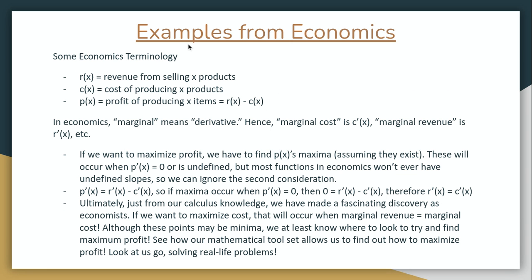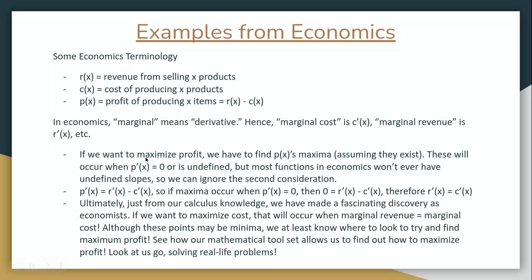So examples for economics. Some economic terminology. R of X, this function, is the revenue from selling X products. C of X means the cost of producing X products. And P of X is the profit of producing X items, which is your revenue minus your cost. In economics, marginal means derivative. So if you see marginal cost, that's just C prime of X. Marginal revenue is R prime of X. So if you're given a revenue function and you're asked to find marginal revenue, you just find the derivative of that function.